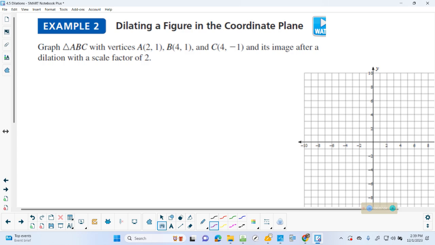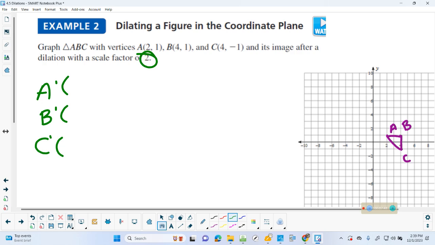But first I'm going to start plotting my original triangle here. So A is at 2, 1. As always, make sure you label the points. B, 4, 1. And C, 4, -1. Got it. Now, scale factor of 2. First question, is that going to enlarge my picture or shrink my picture? Enlarge. So all I have to do to get my other coordinates, A prime, B prime, C prime, a little mental math here, I'm going to multiply everything up there by 2.